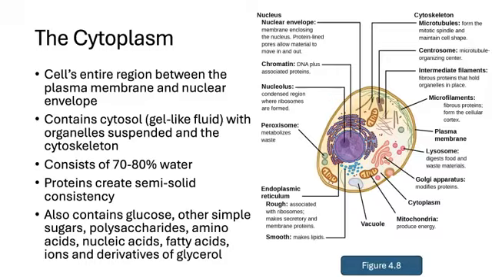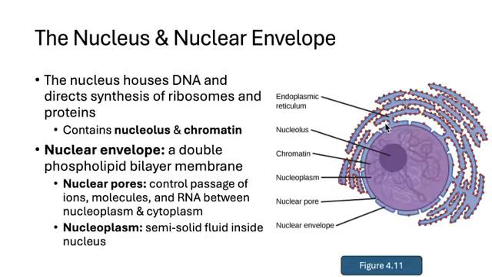And our cytoplasm is going to consist of 70 to 80% water. Our proteins create a semi-solid consistency, so it's almost like a gel type of fluid, and it will contain things like glucose, other simple sugars, polysaccharides, amino acids, nucleic acids, fatty acids, ions, and derivatives of glycerol. So lots of things. It's like a soup with all of these different little ingredients in the broth.